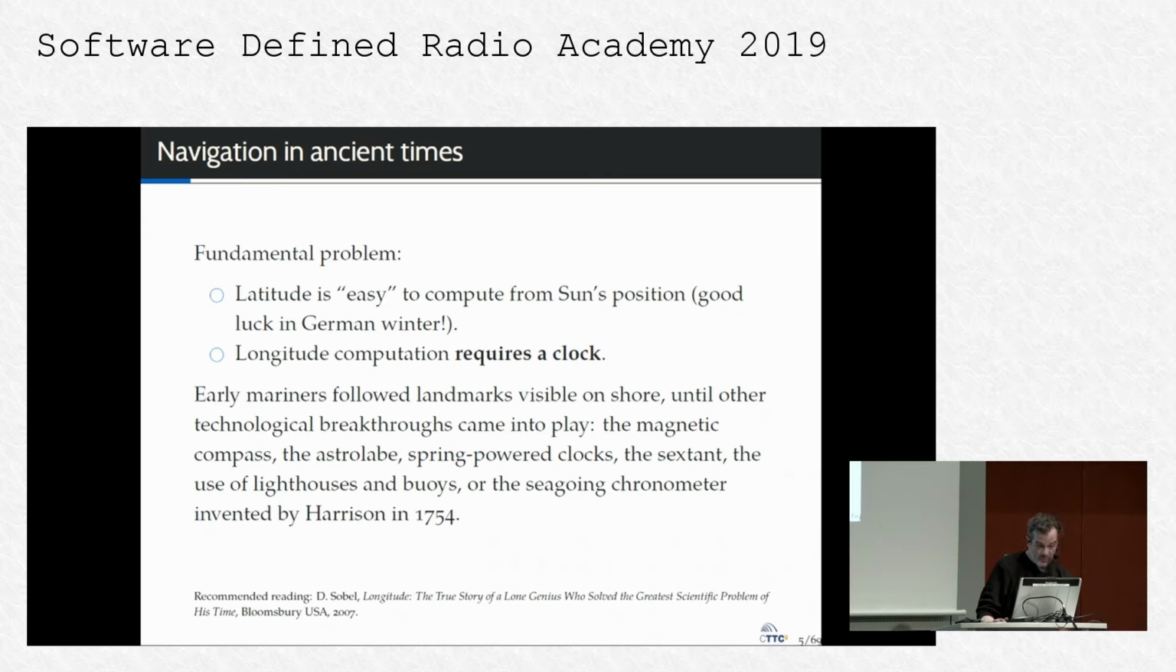There is a fundamental problem in navigation. The latitude is quite easy to compute, starting from the sun, if you see the sun actually. But longitude is a little bit more complicated, and you really need a very stable clock for that. You need a time reference for knowing if you are on the east or the west, which is the longitude. So there has been a lot of evolution during history about the technology used for that.